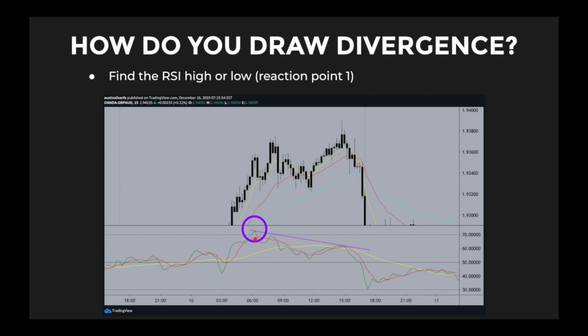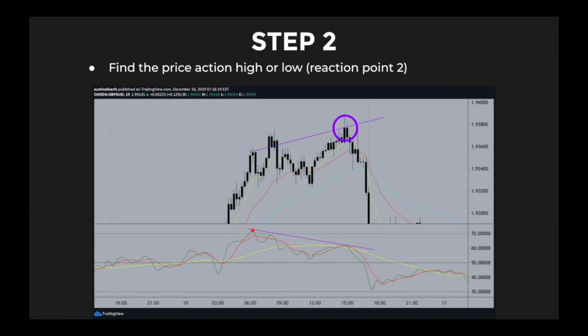The first reaction point that we use to label this as divergence is the RSI high. The second reaction point we use to draw divergence is the price action high right here. When we have our 2 points set, as we do here, you connect them with purple lines to visually show you the divergence and show you the direction you should be looking to trade. So now, quiz real quick. Would this be a D1 or a D2 idea if you were going to short this off the top?